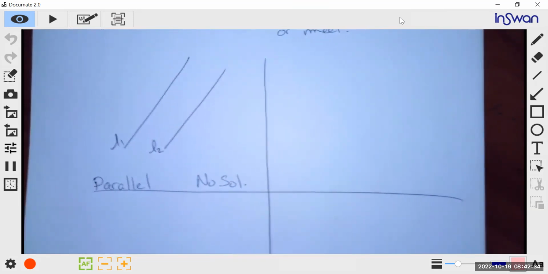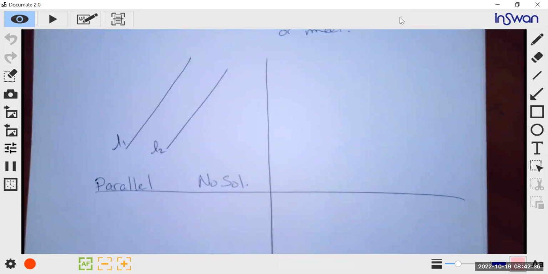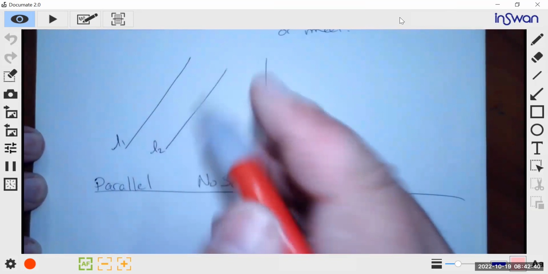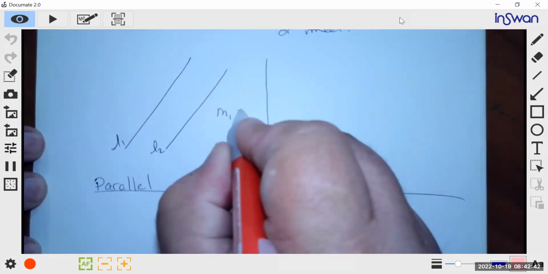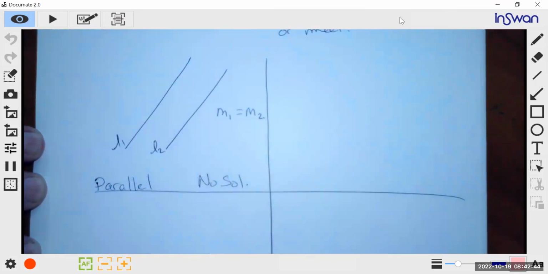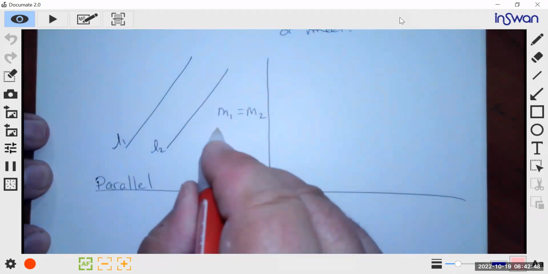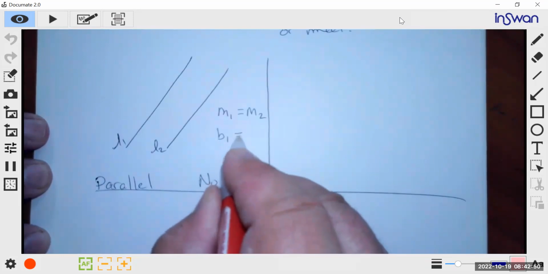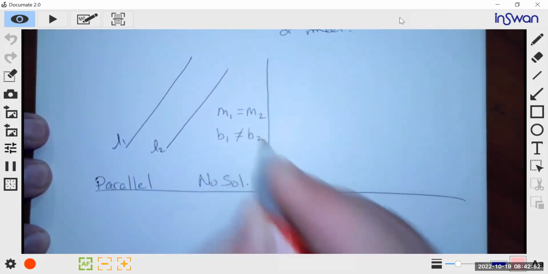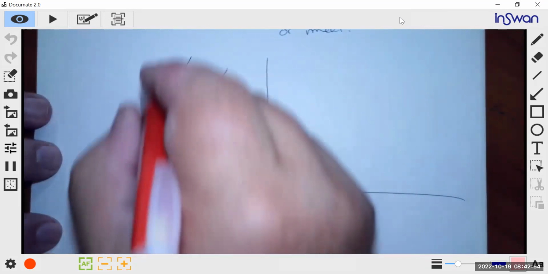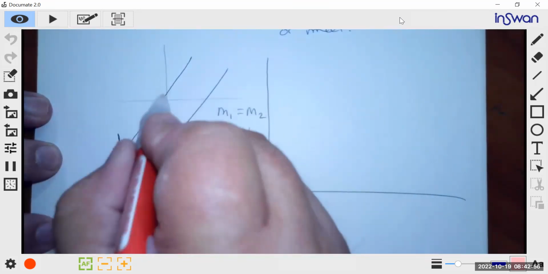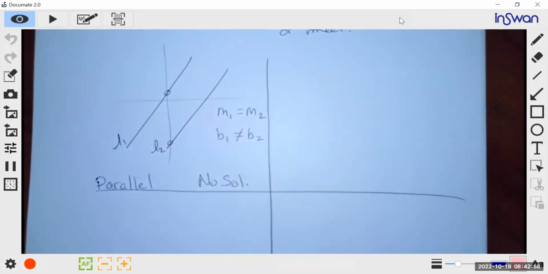But how can you tell if two lines are parallel? They have to have the same slopes. And because of that, they also have to have different y-intercepts. Because if we had an XY graph here, here's one y-intercept, there's another one.